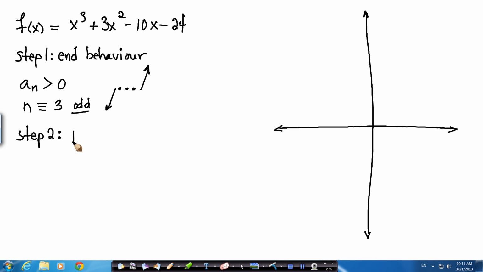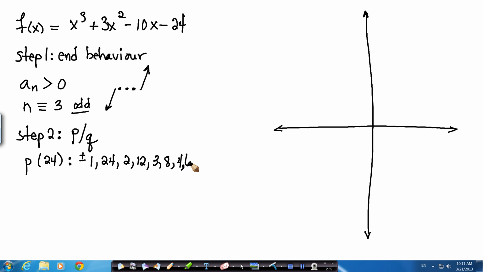Our possible rational roots, that p over q stuff. So first thing we need to know, the constant is 24, right? So what are the possible factors of 24? Well, we have 1 and 24, 2 and 12, 3 and 8, 4 and 6.